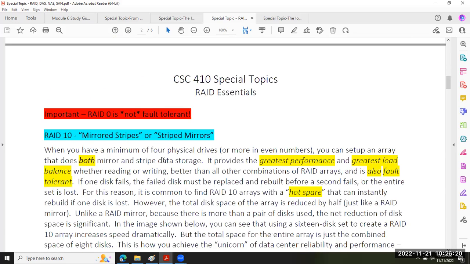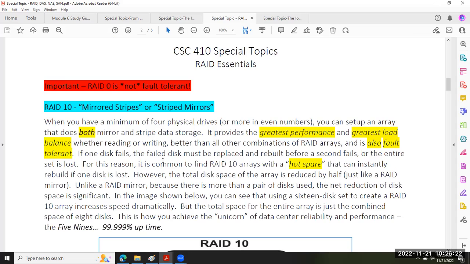Let's look at RAID 1.0. Now, you got to understand RAID 0 is not fault tolerant, which means if you lose any disk in the RAID 0 array, the whole array is done. The whole array is cooked. Everything that's stored on all the disks in the RAID 0 array is gone. So you want to keep backups, right?